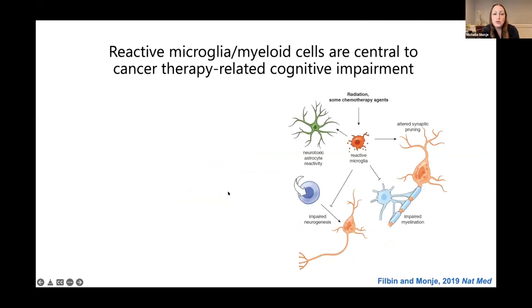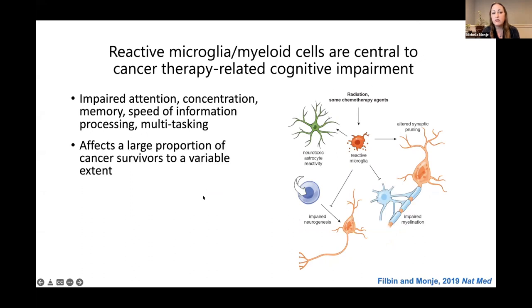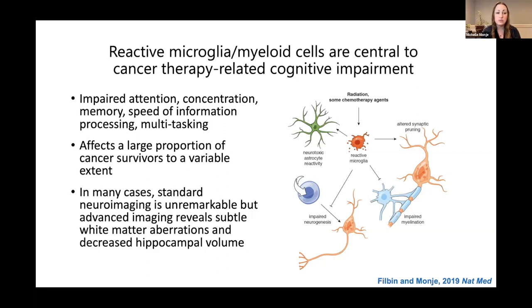And over the last 20 years or so, we've come to understand that reactive microglia and other myeloid cells are really quite central to this cancer therapy-related cognitive impairment. Cancer therapy-related cognitive impairment is a really debilitating syndrome that's characterized by impairment in attention, concentration, memory, speed of information processing, multitasking, and other executive functions. It unfortunately affects a large proportion of cancer survivors to a variable extent, depending on the age at which they were treated for their cancer and the exact kind of therapy that was used.